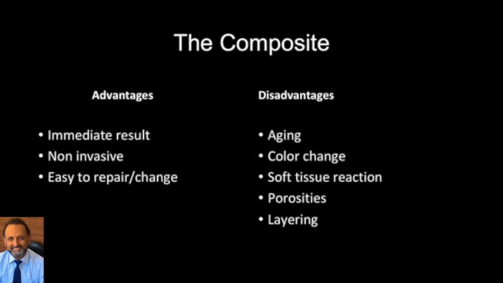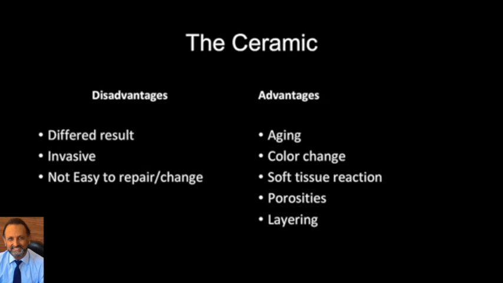The problem is that we're going to have aging, discoloration, and soft tissue reaction, because soft tissue does not react well to resin composites. Porosities of the composite, while we're doing it or intrinsic to its properties, can create aesthetic problems. And if the layering is not properly done, you can have some discoloration on the layers that were used.